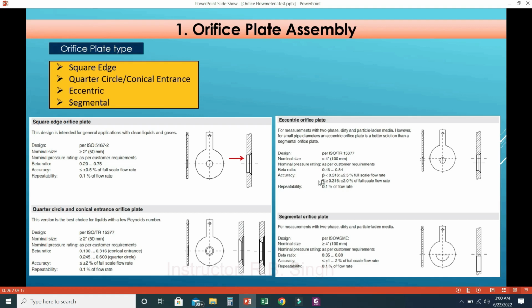The commonly used orifice plate is the square edge. In most cases you will see we prefer the square edge orifice plate. Generally we do not prefer it in dirty or solid content applications because there will be some chances of choking in the orifice plate and we will not get much accuracy. So we do not prefer it in dirty or solid content media applications. We can go with different types of flow meter. So the square edge orifice meter is widely used.